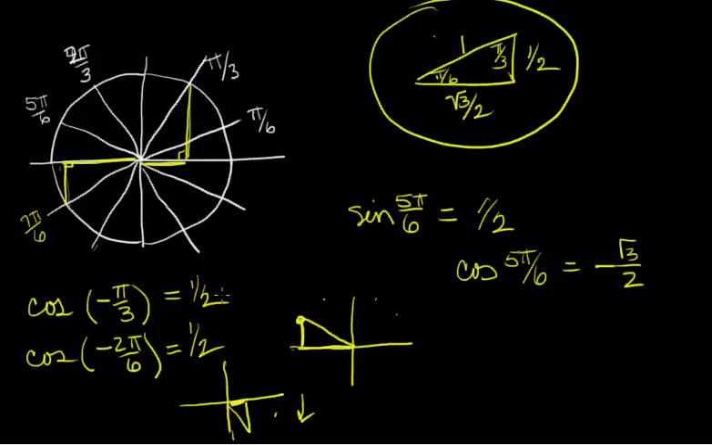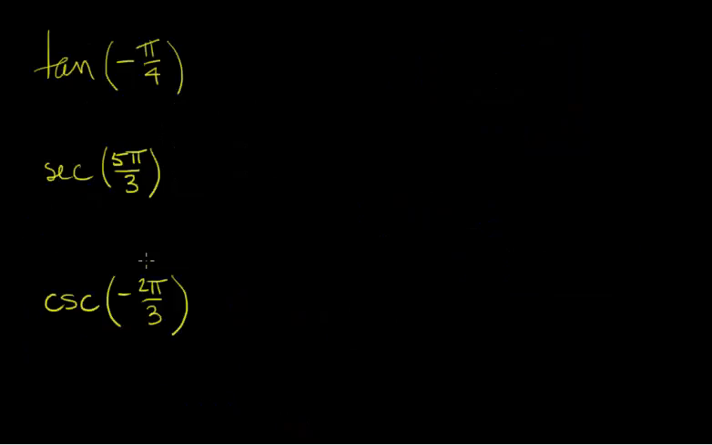If I have multiples of pi over 3, I just change them to pi over 6's and count off in the right direction how many there are. I see where I land, and do I want 1/2 or the square root of 3 over 2, and is it positive or negative? That's all you have to do. So let's do these. You know that tangent and secant and cosecant are all defined in terms of sine and cosine.